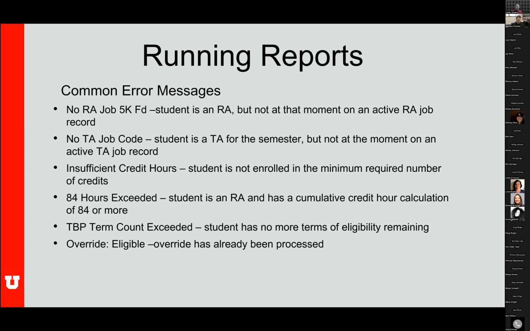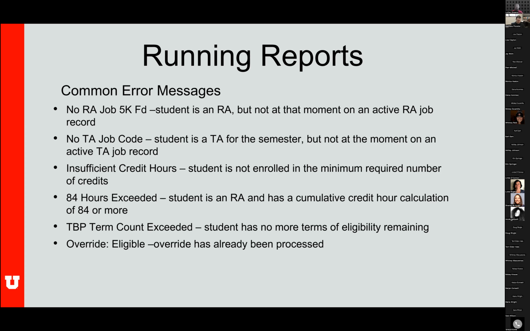Now, your most common error messages. What are the things that you're going to see most often? You're going to see things such as no RA Job 5000 fund. This means that they are an RA student, but at that moment, they do not have an active or accurate job record under an RA. Something in that job record is broken. Keep in mind that can be something about the 5000 fund part as well. So that's something you'll want to do some investigation on.